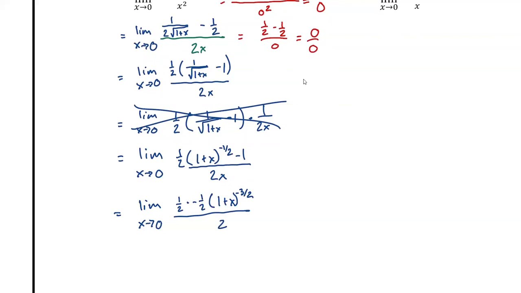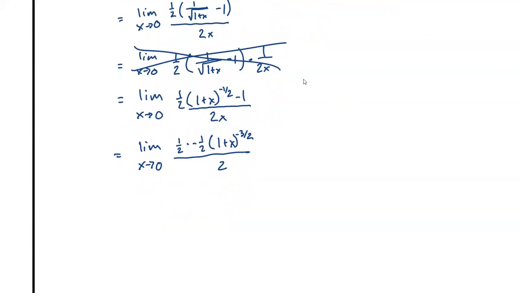And now, again, you can clean up a little bit first if you want, but you can also just plug in 0 here and see what happens. So you get 1/2 times negative 1/2. And then this will be 1 plus 0 to the negative 3/2 all over 2. And this will be negative 1/4 times 1 divided by 2. And then negative 1/4 divided by 2.